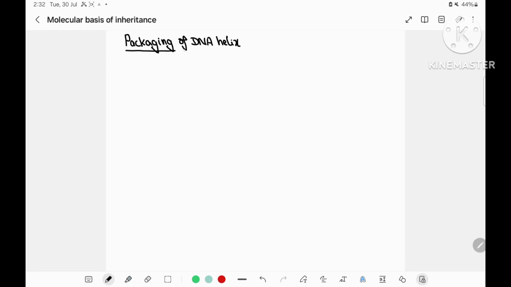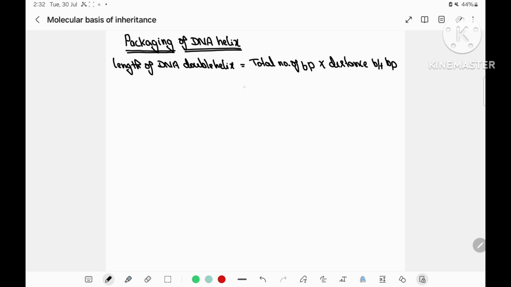Hello everyone, let us study a very interesting topic in molecular biology, that is packaging of DNA helix. To start with, the length of the DNA double helix is calculated by the formula: total number of base pairs present in DNA multiplied by the distance between two base pairs.